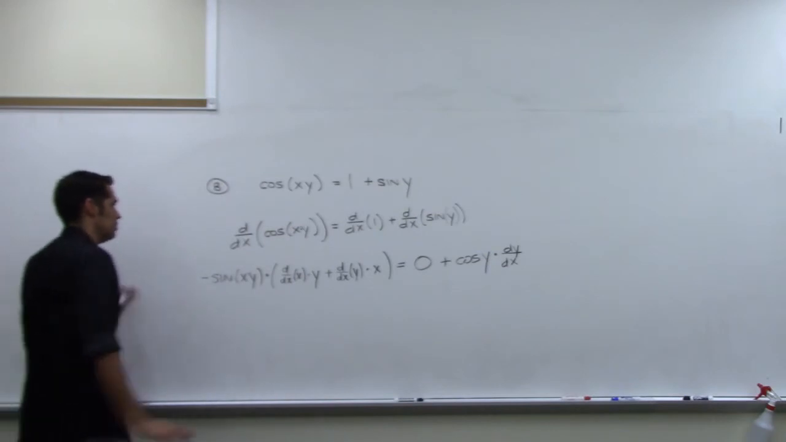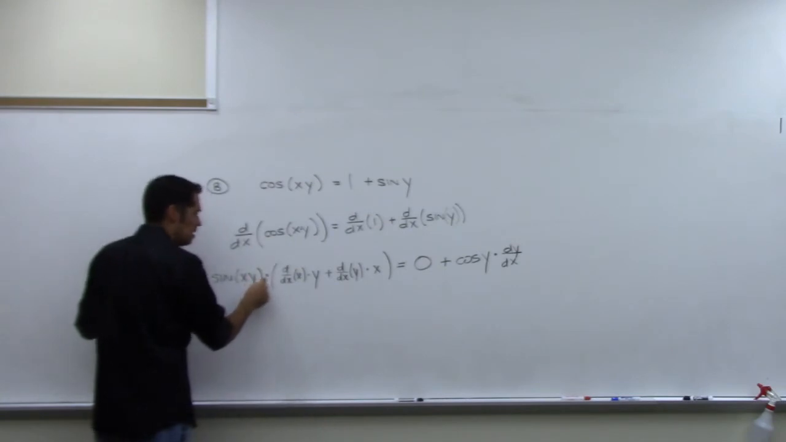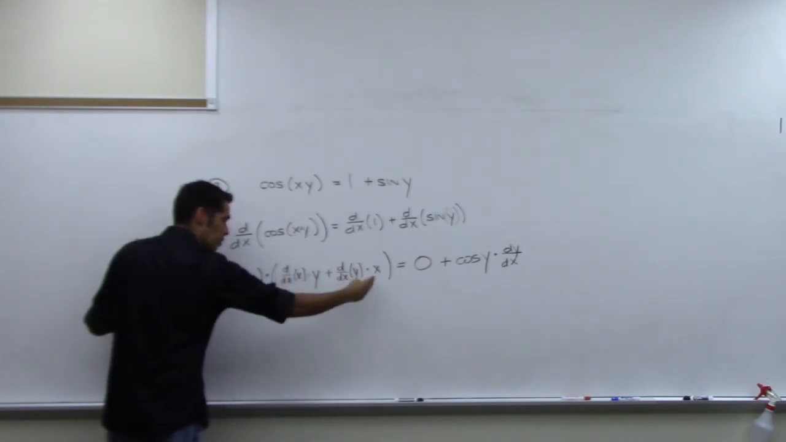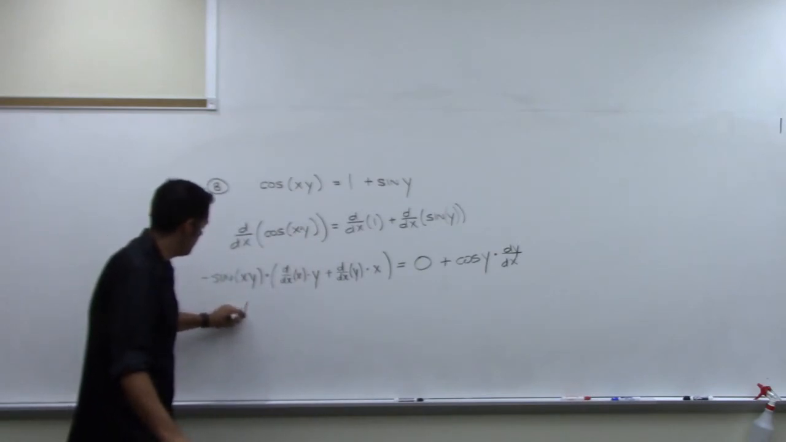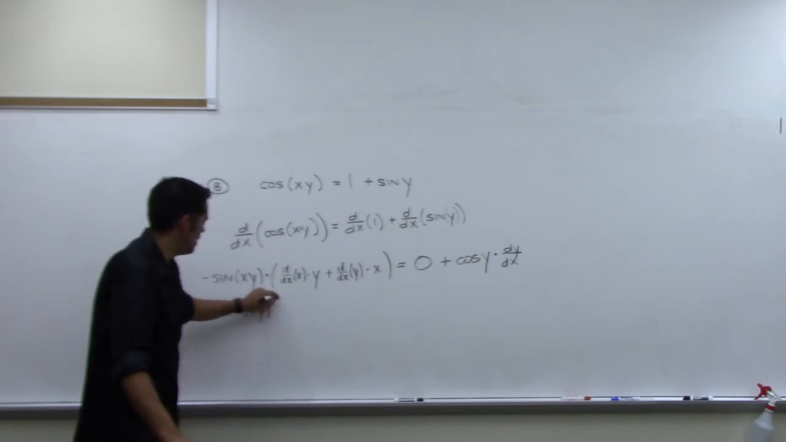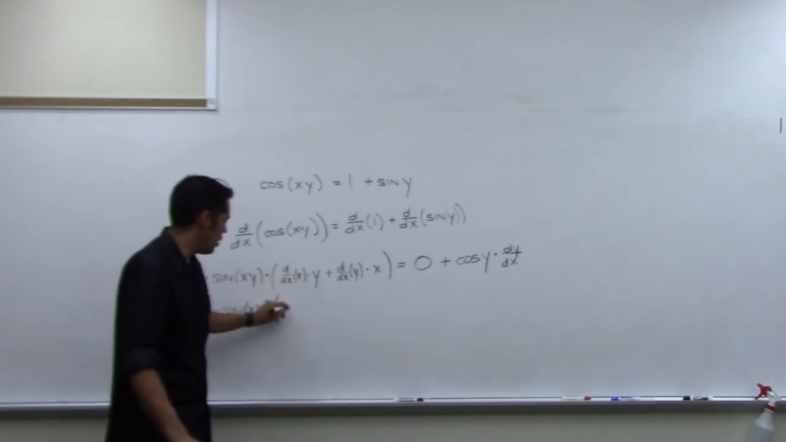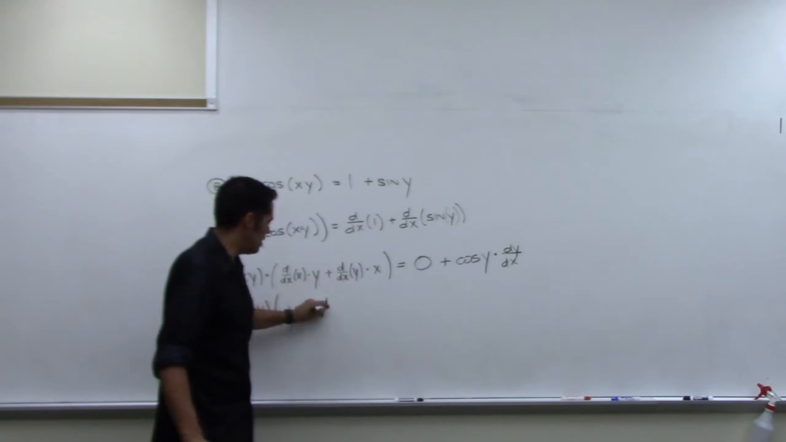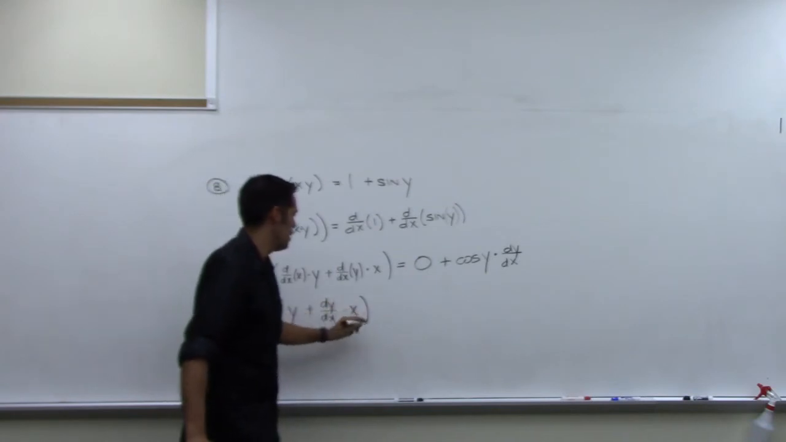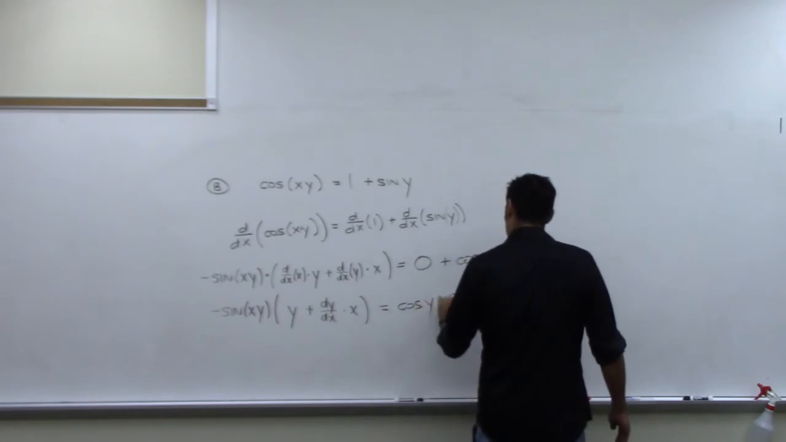So make sure that makes sense to you. Derivative of cosine of something is negative sine of the something, chain rule, times the derivative of what's inside, which is a product rule. So here's your product rule in that piece. And this is going to be negative sine of xy times, in parentheses, the derivative of x with respect to x, just 1. 1 times y is y. Plus the derivative of y with respect to x, that's dy dx, that's what we're trying to find. And then times x. And then equals the right side, which is just cosine y times dy dx.